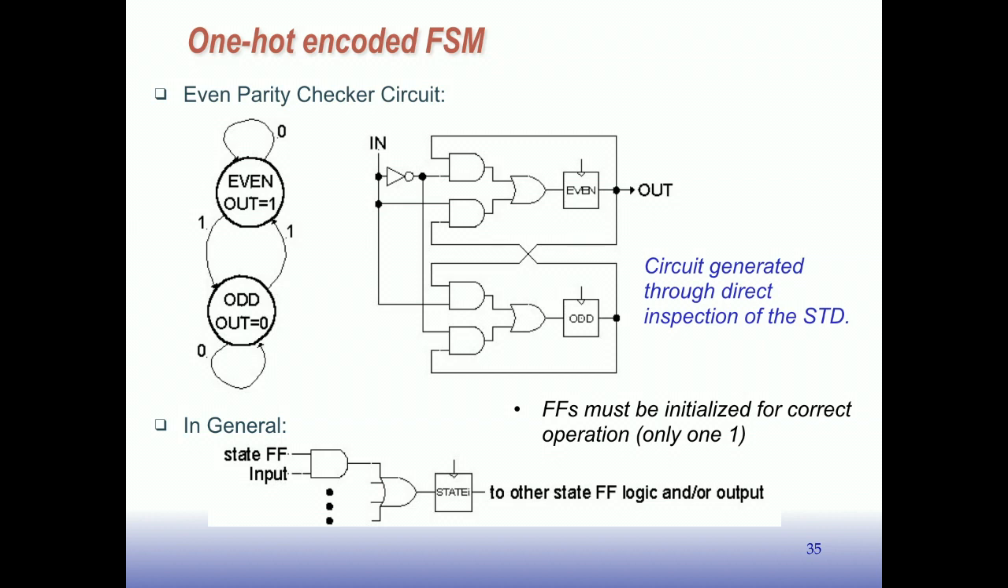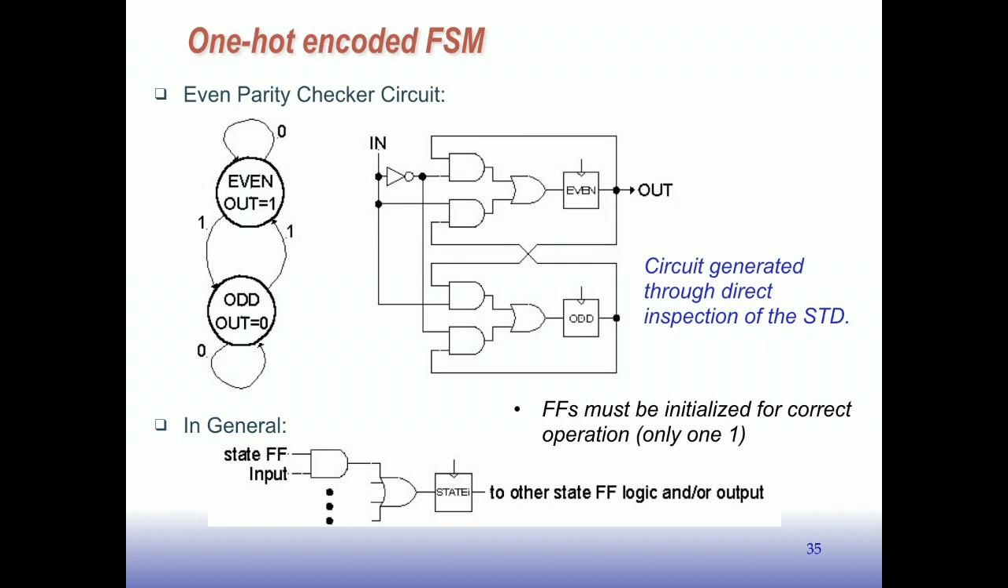Okay, the important thing in this type of encoding, if you reset everything to zero, all the state registers, nothing will ever happen. You're just going to keep zeros forever. So you have to initialize these registers, or these flip-flops, so that the initial state gets a one and everything else gets a zero. If we want to initialize into the even state, then we have to reset this thing to a 1 and reset this thing to a 0 when we reset the circuit.